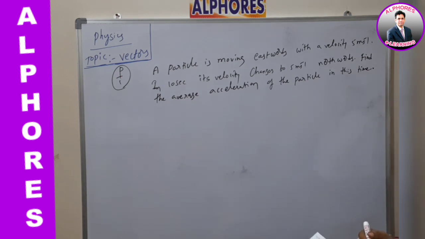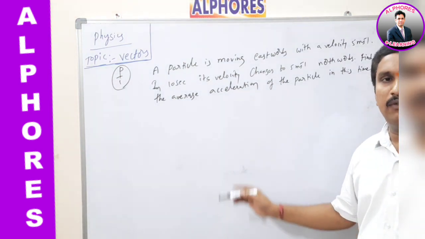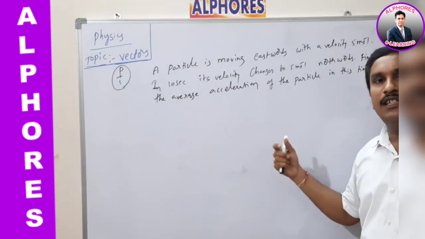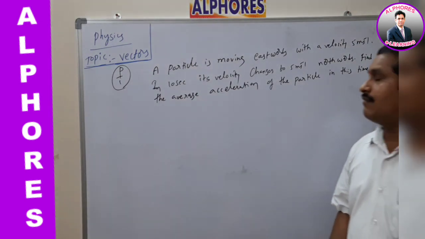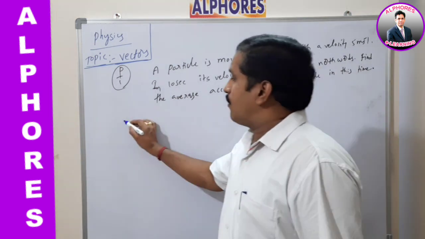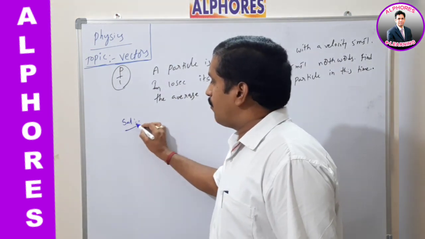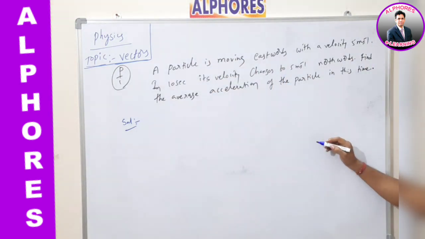That means it is related to the concept of subtraction of vectors. That means change in velocity. Why? Because that's the average acceleration. The average acceleration is related to the change in velocity. So before going to the solution, I have to draw one diagram based on the geographical signs of the Earth.